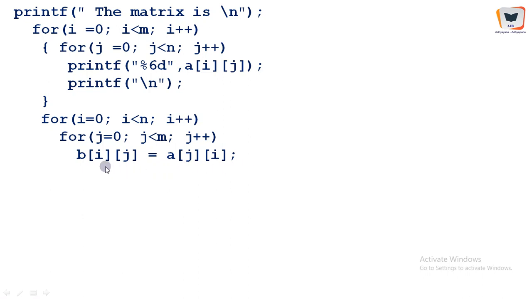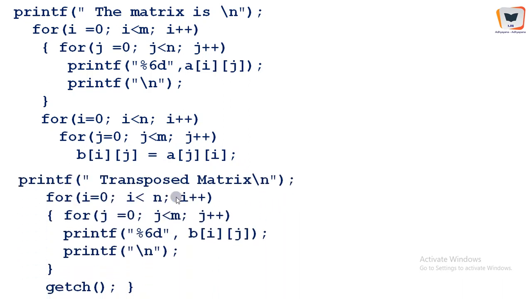Okay, b of ij means, okay, 0 0, 0 1, 0 2, 0 3 will be equal to, as far as a is concerned, a 0 0, 1 0, 2 0. So these are all columnar elements. So columnar elements will go and sit in the row of B, okay, and vice versa. The transposed matrix, we will just print this. Okay, there will be n number of rows and m number of columns. Okay, 6d in order to leave a gap, as I told you earlier, b of i comma j.